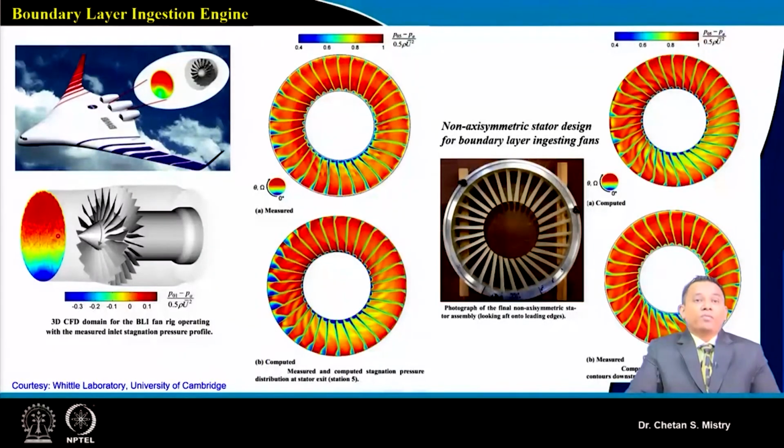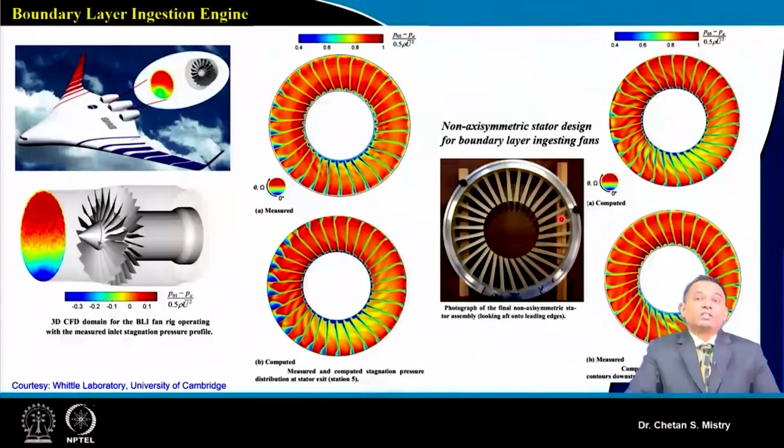Now we are looking for the configuration where we will not have any effect of this distortion downstream, because if this is what is affecting the performance of my fan, that will lead to a stall and surge kind of configuration. So for that, professors at the University of Cambridge have developed this configuration of the stator. If you look carefully at the shape of the stator, it has been modified in order to address the issue of inflow distortion.